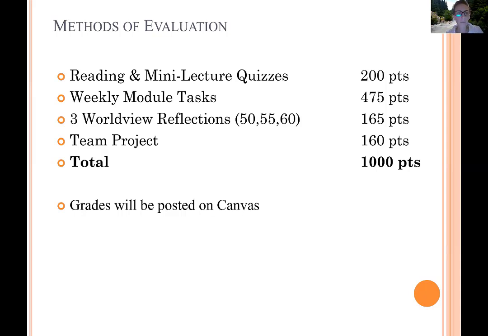You'll notice that the points value goes up as you go along, so that as you learn and improve the process of your worldview reflection, it's worth more points later in the semester, which follows some of the best practices in pedagogy, which is the best practices for teaching and learning. And then there's 160 points associated with the team project. The team project is the design thinking team project, which we will discuss at length at a variety of points in the course.